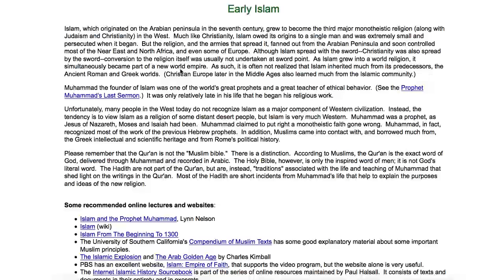Islam, of course, is connected with the life of the Prophet Muhammad, 570 to 632 of the Common Era. You can read about details of his life in the textbook and some of his beliefs. You can also look at some of the suggested lectures and websites that we have there.